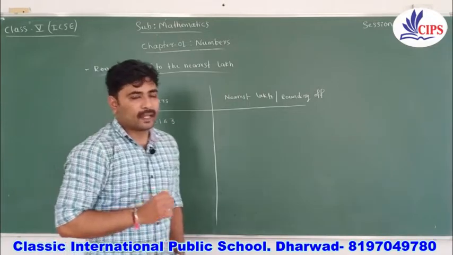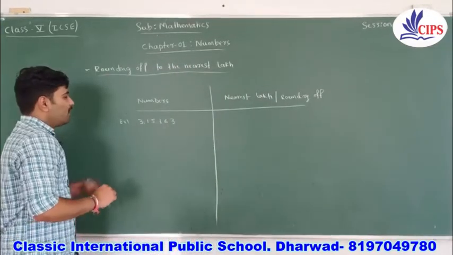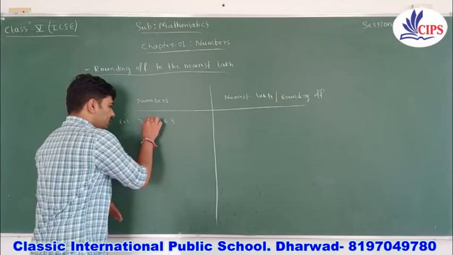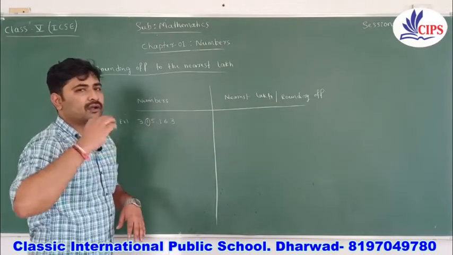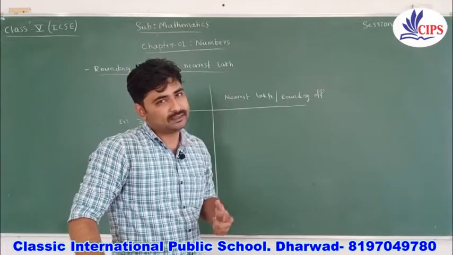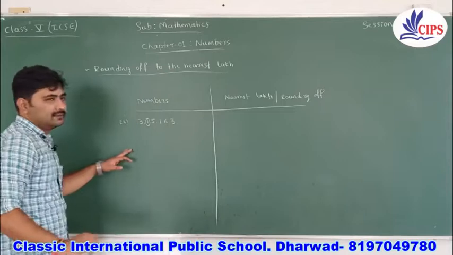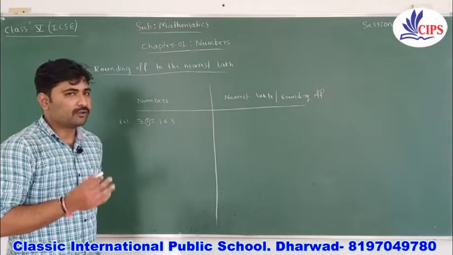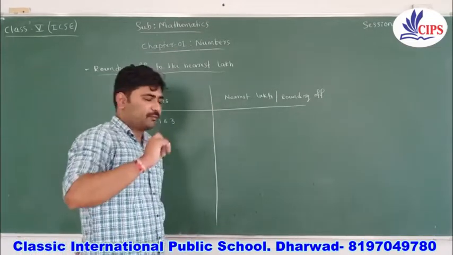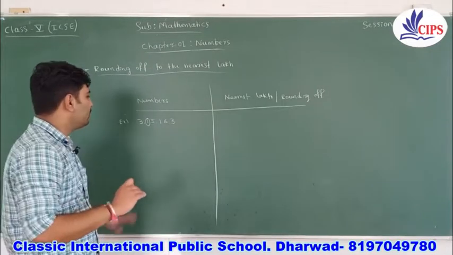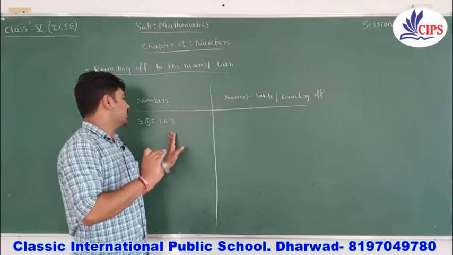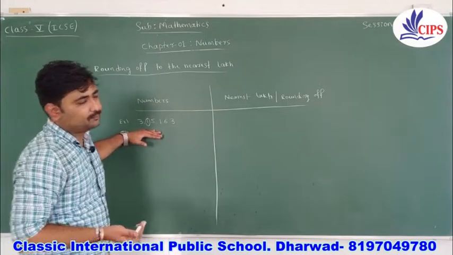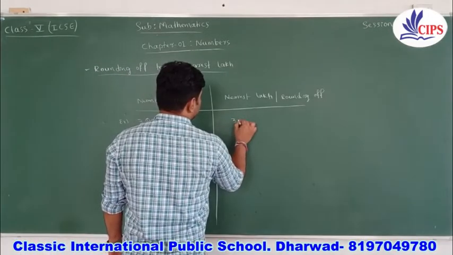3,15,163 is the lakh number. Now I want to round it off to its nearest lakh place. While rounding off to the lakh, we are going to consider its 10,000th place, which is 1. 1 means it is less than 5. So if it is less than 5, then I am going to round it off to its lowest multiple of lakh. The lowest multiple of this 3 lakh is again 3 lakh only. So what is that? 3 lakh.